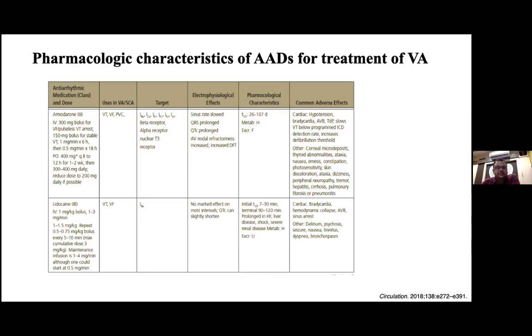And other extracardiac effects, a lot of them, like corneal microdeposits. It can cause thyroid abnormalities. The patient can develop hypo or hyperthyroidism. Then it can cause the CNS effects like ataxia, and then nausea, emesis, constipation, photosensitivity, discoloration, especially the discoloration. The patient becomes dark whenever he is on this amiodarone oral therapy. Then peripheral neuropathy, it can affect the liver also, and it has got pulmonary fibrosis and pneumonitis. So these variety of side effects need to be remembered whenever we are starting this particular drug. But if the total dose we use is less than 300 milligrams in a day, then these side effects can be decreased significantly.